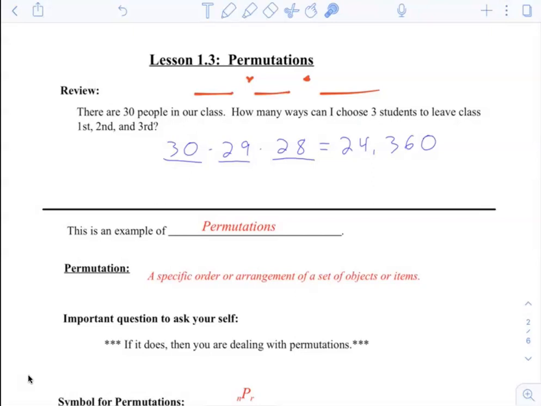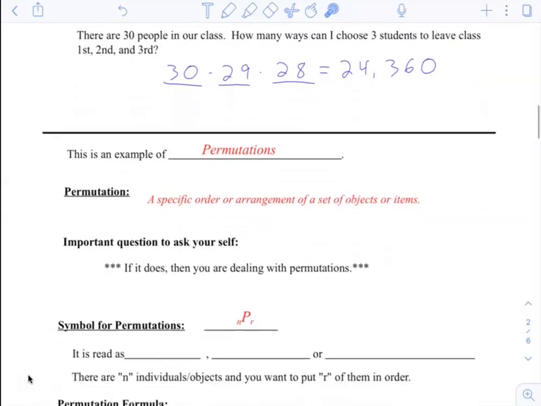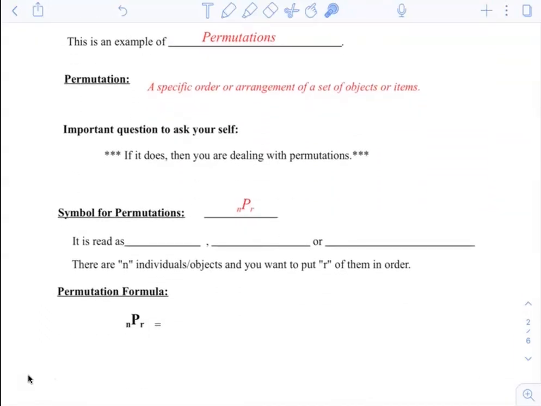This is an example of something called a permutation. Okay? A permutation is a specific order or arrangement of a set of objects or items. So the most important part of that definition is it's putting something in a specific order. So take a second and write that down. When we're talking about permutations, we're saying something has to happen in a specific order. Kind of like we had those questions about doing chores. How many different ways can you do chores in a certain order?